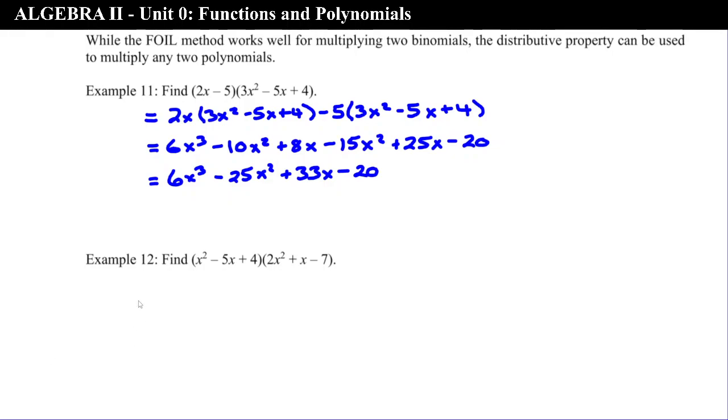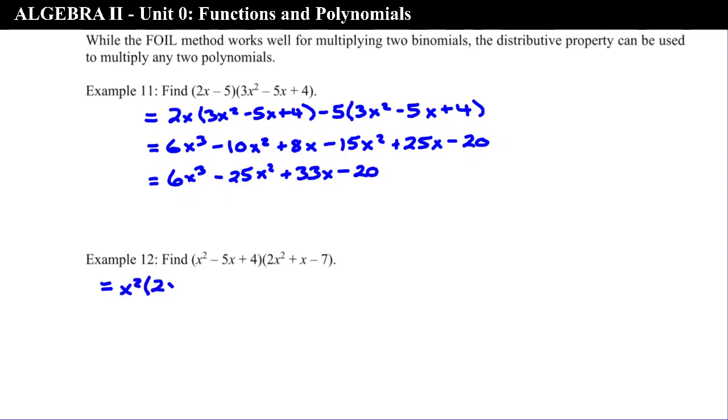Let's go down to the second one here. Now we've got a trinomial times a trinomial. Well, it's going to be handled very much the same way as we did in the last example. We're just going to have one more set to work with, and you'll see what I mean here in a moment. So let's start with x squared.